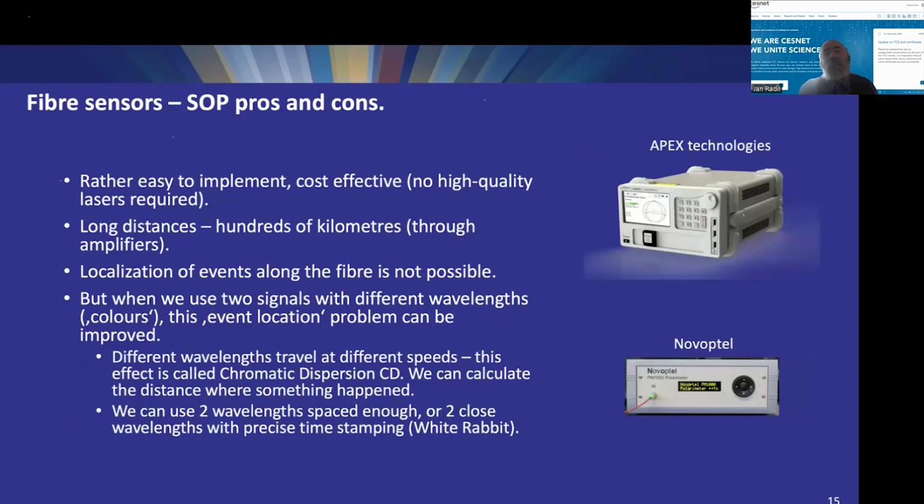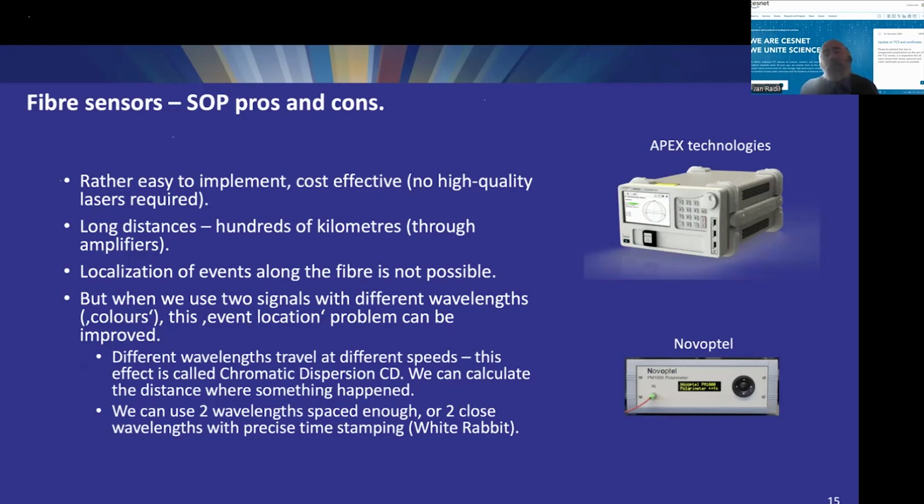We can perhaps say something about advantages and disadvantages. State of polarization is rather easy to implement, and it is cost effective because there is no need for so high quality lasers, which are of course expensive. We can cover long distances, hundreds of kilometers. We can go through optical amplifiers.